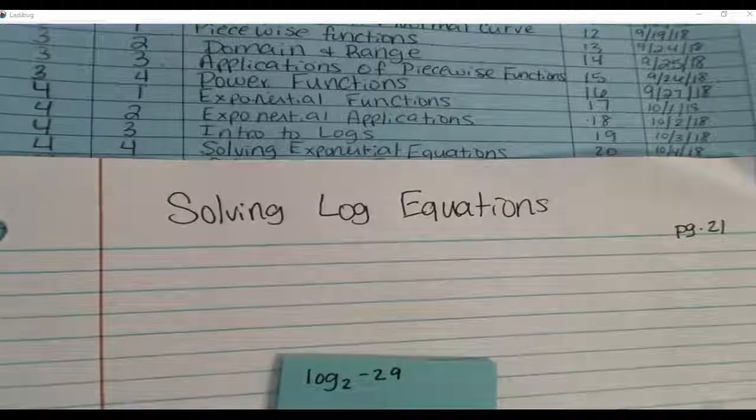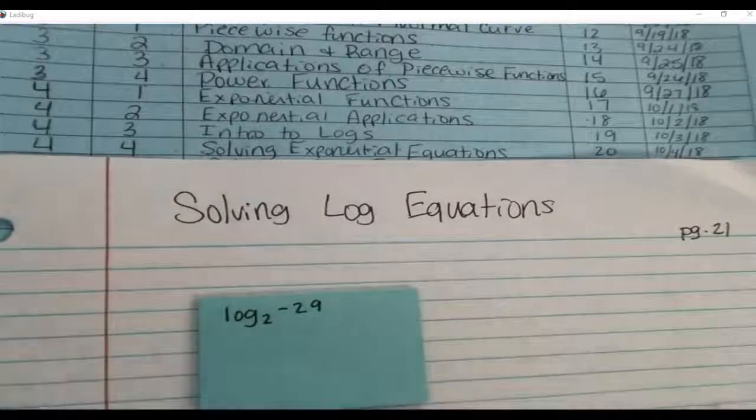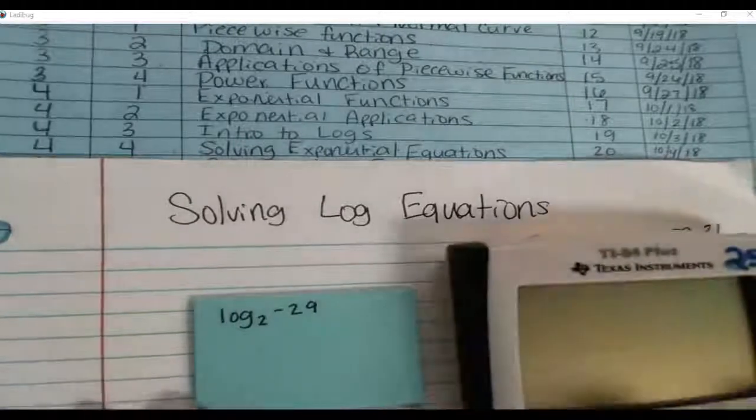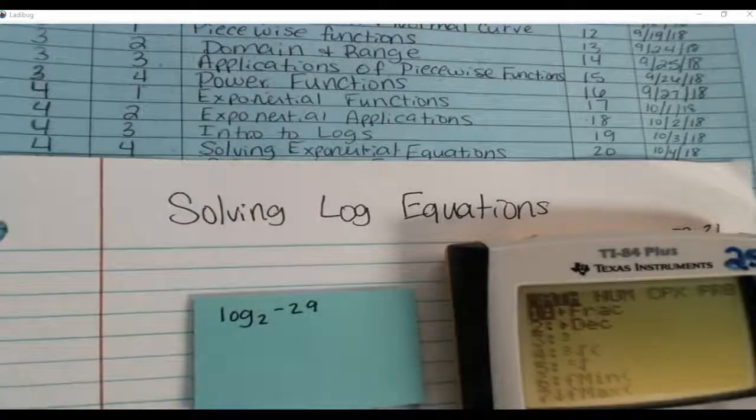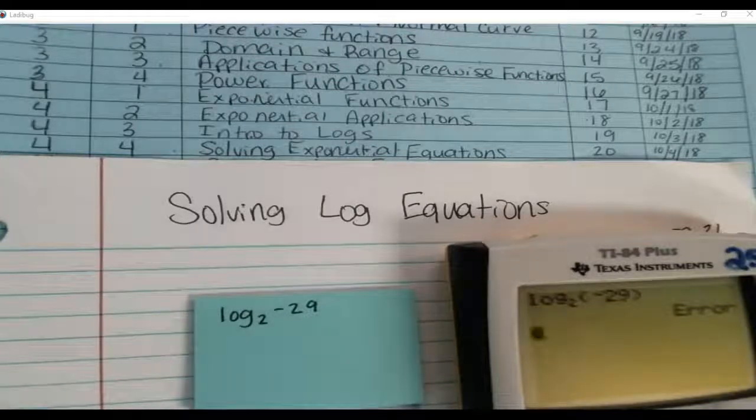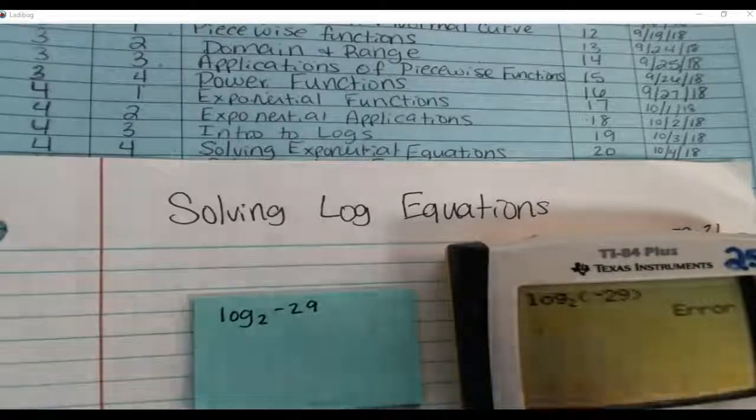So on your warm-up, you had this log 2 of negative 29. And when you typed it in, it gave you an error. So you can't take the log of a negative. Because remember, when you're doing these logs, you're just rearranging an exponential.